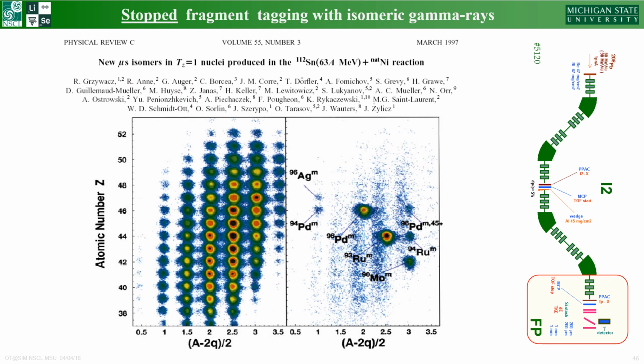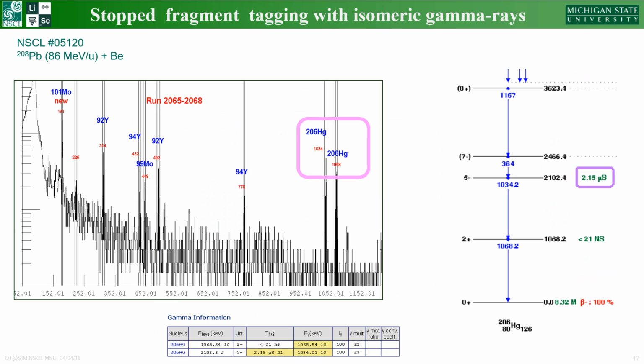Here we have fragment tagging with microsecond isomeric gamma rays. Gamma detectors surround a telescope where particles are stopped. The coincidence of registered heavy ions with gamma rays in a microsecond timing window allows for particle identification verification. Here, a gamma spectrum is measured in the experiment with a 208 lead beam at MSU. Known isomer decay gamma lines are labeled.